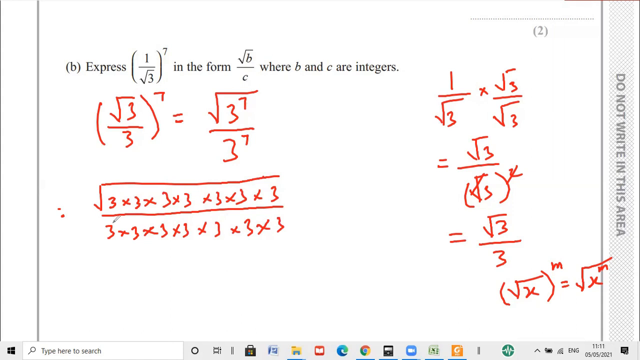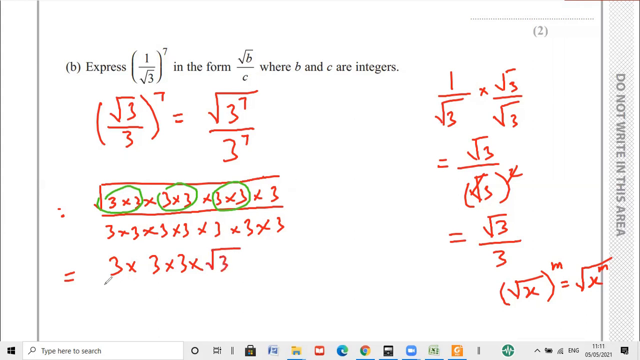Right, on the top, we can see that 3 times 3 is 9, and 3 times 3 is 9, 3 times 3 is 9. So 3 pairs, I can get 9. But what's the square root of 9? Square root of 9 will be 3. That will come out, like 3 times 3, which is 9. Square root of 9 is 3. That will come outside, times the 3, times the 3. 3 3s will come outside, and 1 3 will actually stay inside the square root, because there is no pair for this 3.